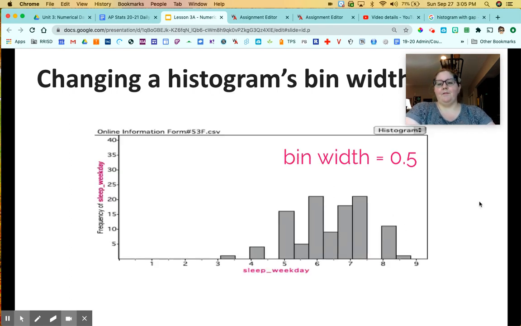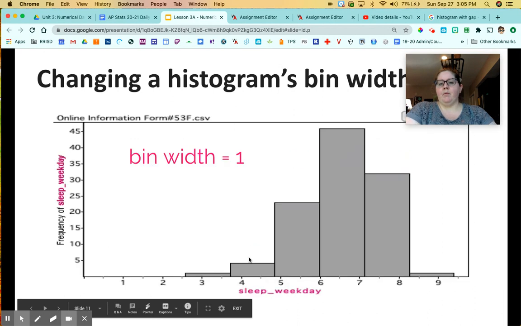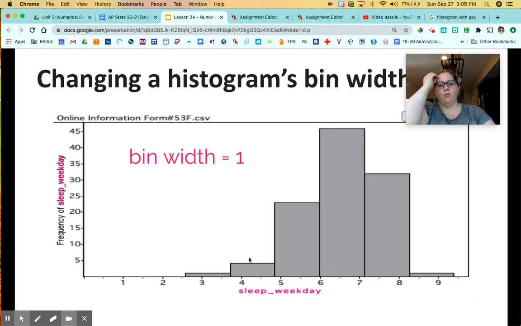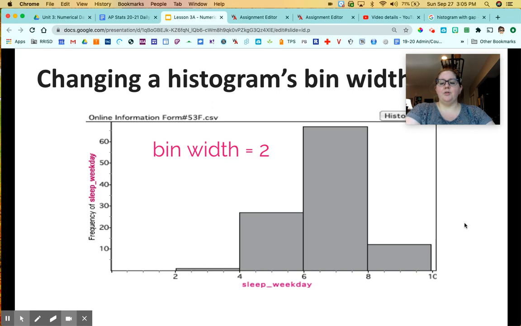Here's that same data with a bin width of 0.5. So this bar right here is between 4 and 4.5. So how many people got in that range of sleep? There's that same histogram with a bin width of 1. So this would maybe be from 6 to 7, from 7 to 8, etc. Here's that same histogram with a bin width of 2.